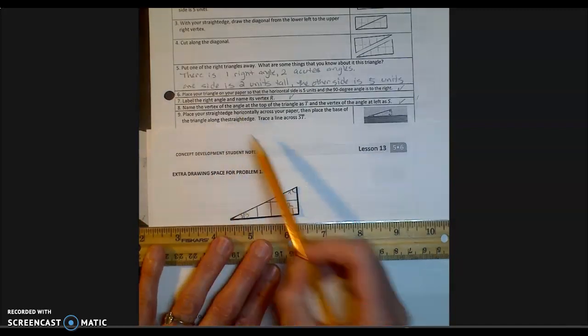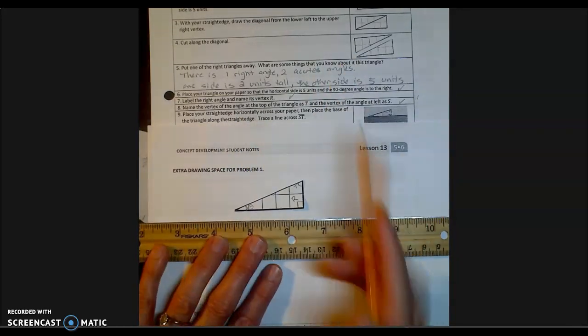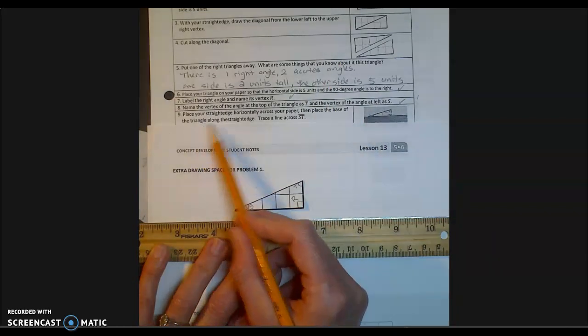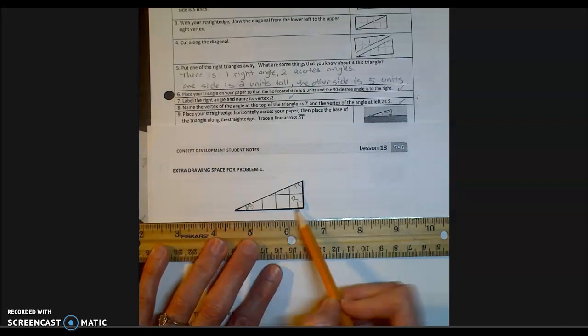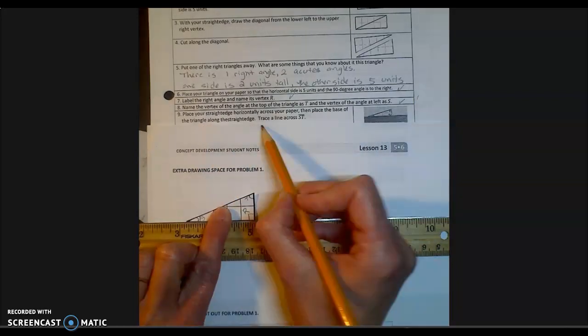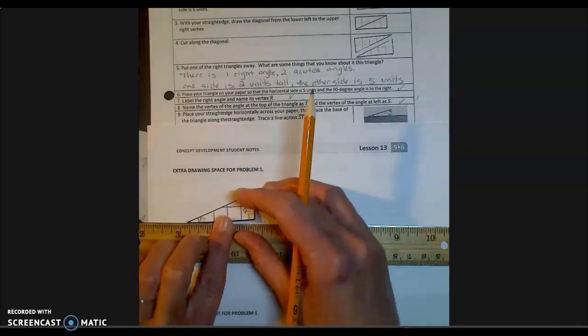And it says place your straight edge horizontally, so horizontal like the horizon, across your paper. Then place the base of the triangle along the straight edge. So this right here is our base. I'm going to put it right here. And it says trace a line across ST. So the line that says ST.